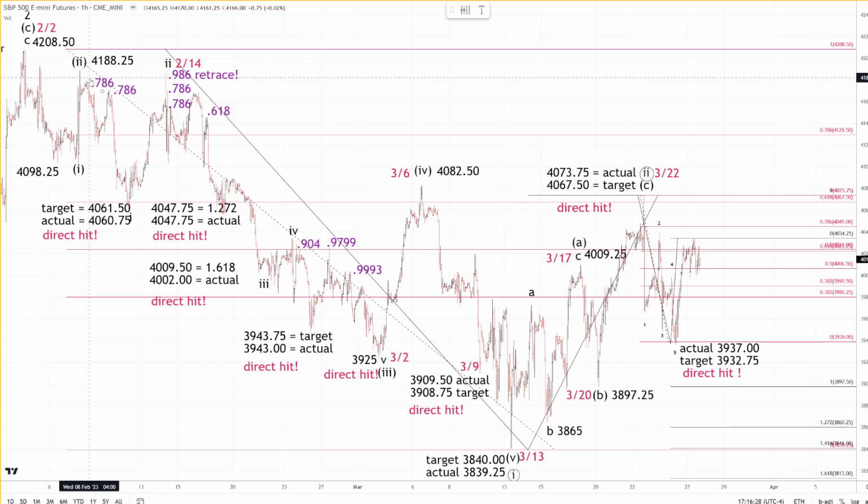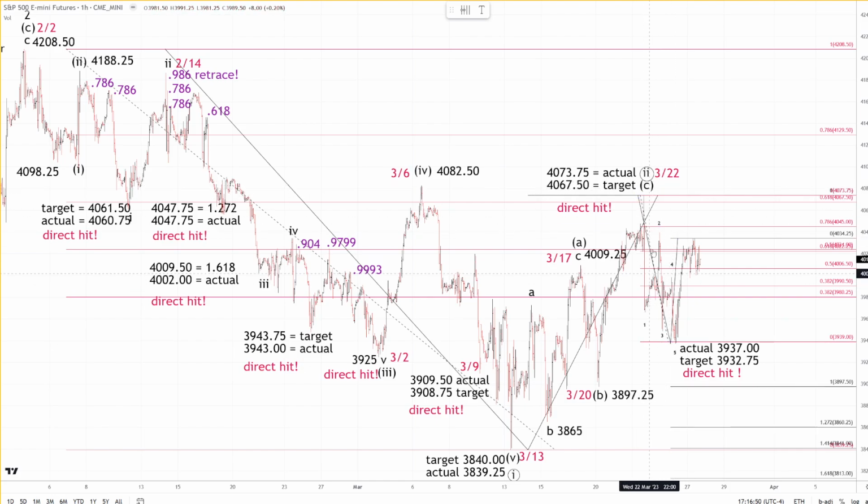1 down, 2 up, 3 extended down there, 4 up, held below the wave 1 low, and 5 down for wave 1 with a circle around it. That would be minute degree for you Elliotticians out there. Okay, then we had an A, B, C retracement up to the March 22nd high.